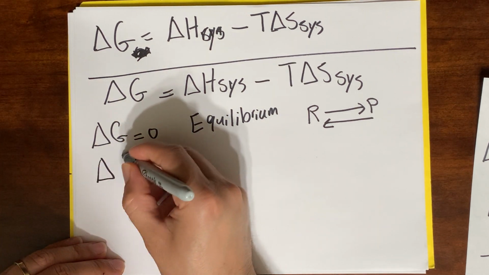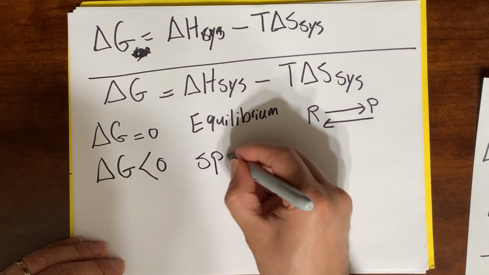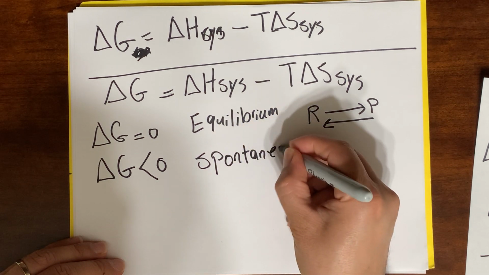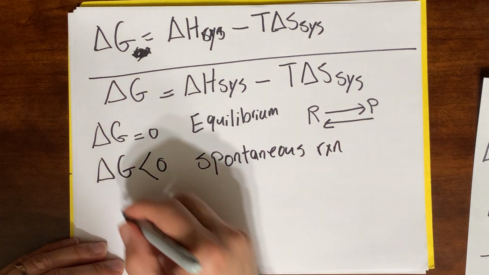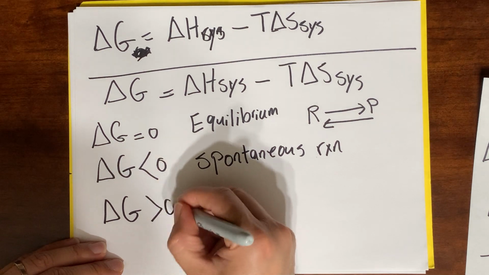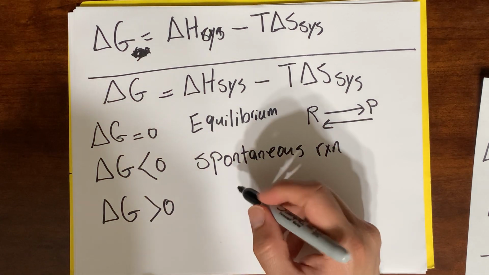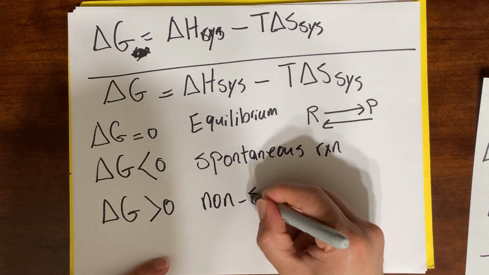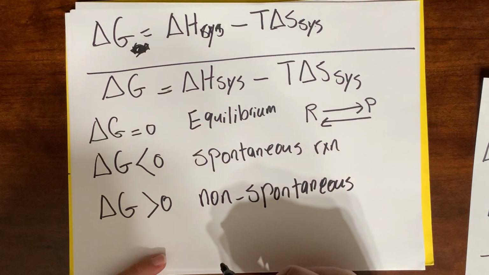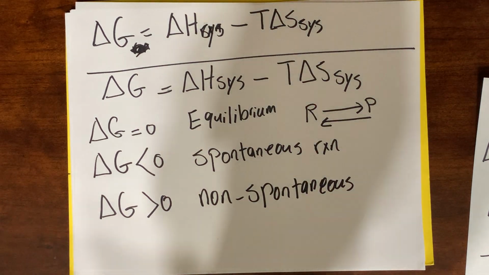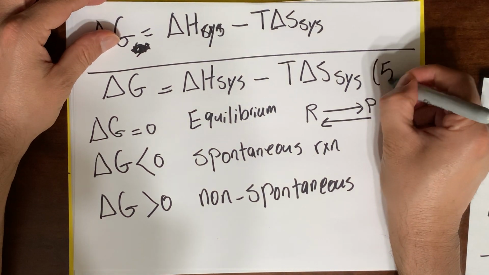If delta G is negative, then we're talking about a spontaneous process, a spontaneous reaction. If delta G is positive, then it will be non-spontaneous. So delta G equal to delta H minus T delta S. This is number 5.